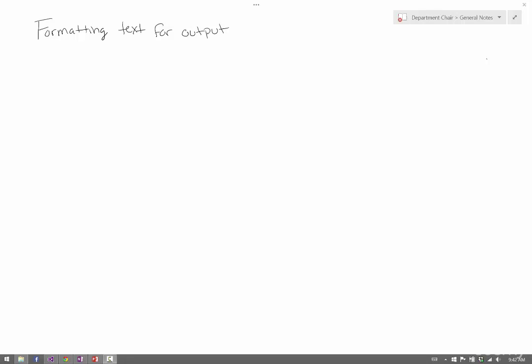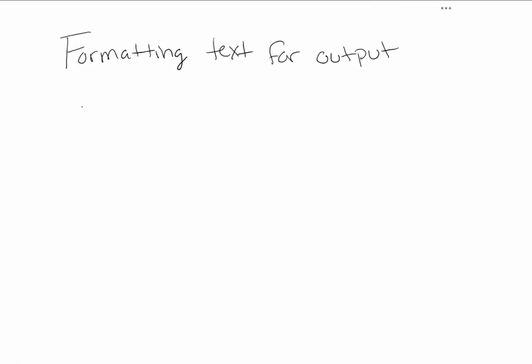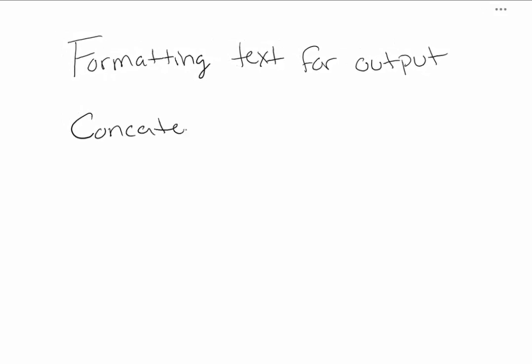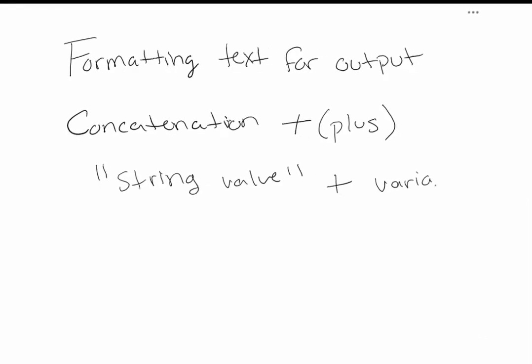So when we're formatting text for output, there's really two ways that we're going to look at. The first way that we're going to talk about is concatenation. Concatenation is the process of joining two items together using the plus sign. So when we concatenate an item together, we may be taking a string value, we talked about string values having the double quotes around them, and joining it to a variable value.